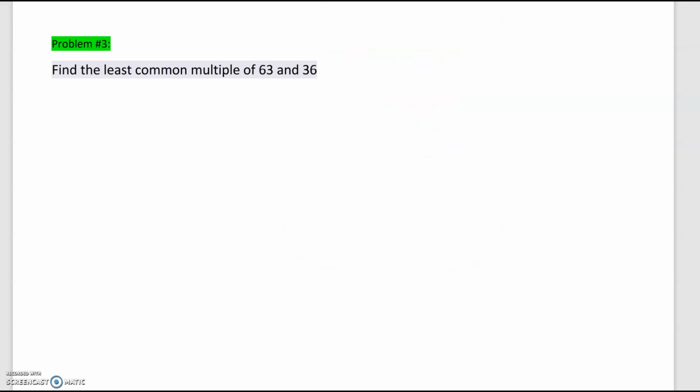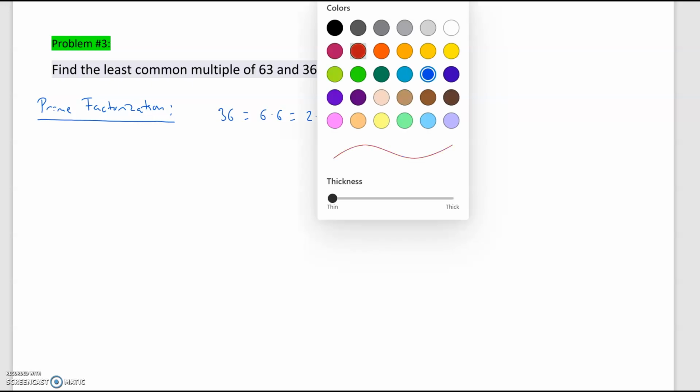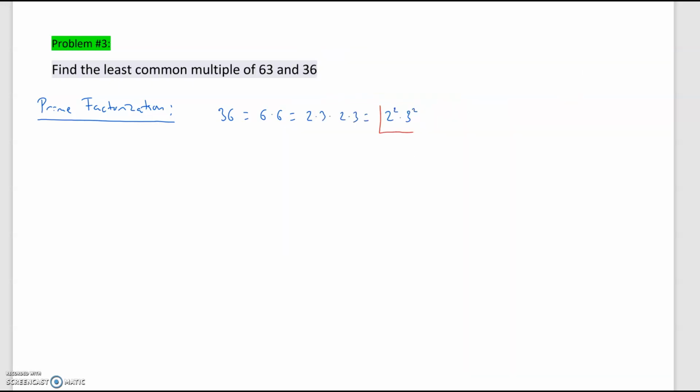In this case, the prime factorization for the value of 36 is equal to 6 times 6, or 2 times 3 times 2 times 3, or 2 to the second and 3 to the second. That would be the prime factorization.